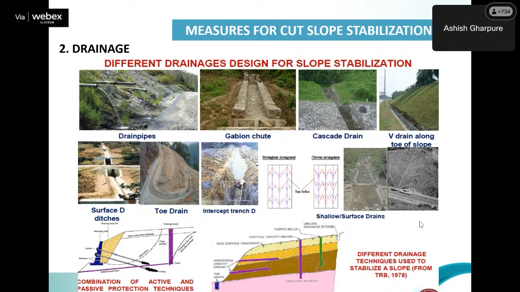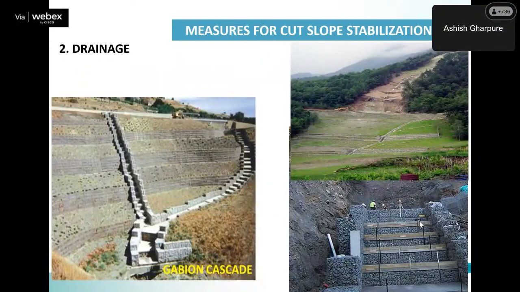So the various types of drains, whether it's gabions or drain pipes, cascade drains, V drains, are shown again in pictures of all kinds of drain arrangements and how it is done. Next, please. So these are gabion cascades and how they are constructed, how you can make a plan of either direct cascading or routing it and then merging with the stream.